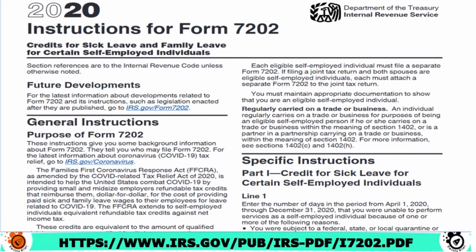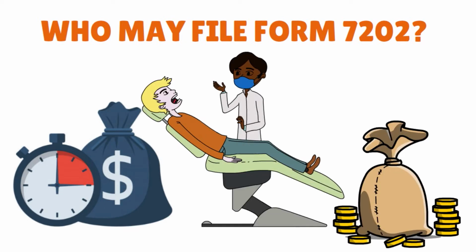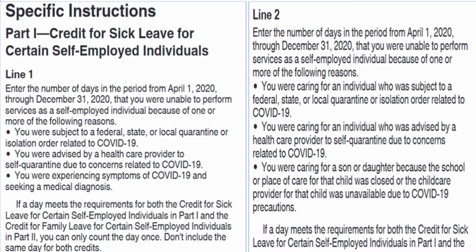So you have the instructions there, and we are going to focus on three things. So number one, who may file Form 7202? So we're actually talking about eligibility here. And number two, on line one, you have a series of things that I will be talking about, which is credit for sick leave for certain self-employed individuals. And the third box, the third table that we're showing you right now on the screen, that's line two. And those three elements will constitute the cornerstone of today's conversation.